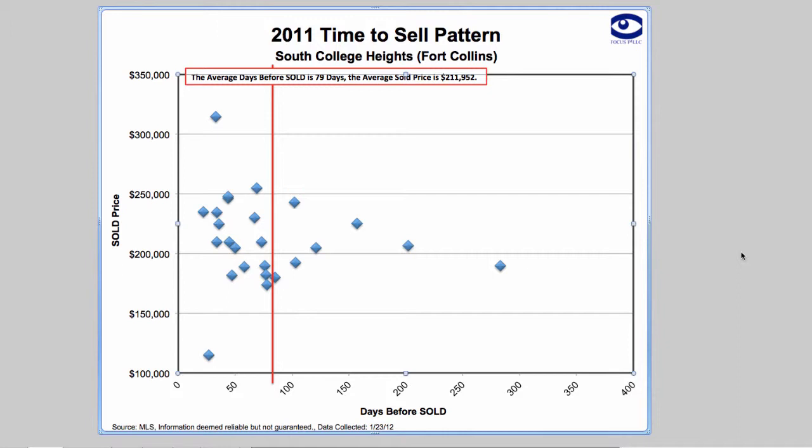Also take a look at the pattern. I used to think that higher priced homes took longer to sell. But if you look at this pattern, there's not a correlation between the home price and when they sold. Of course, it's all about location, location, location. Now this graph goes hand in hand with the odds of selling chart. For this area, you will find out pretty quickly if this home is going to sell.